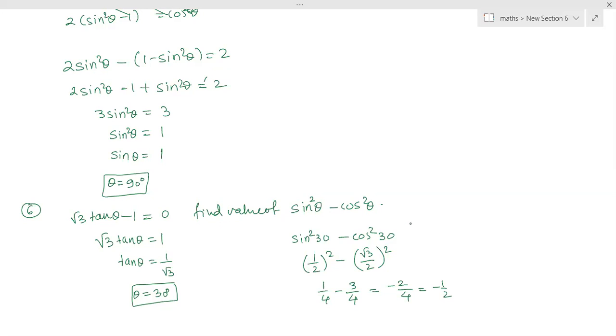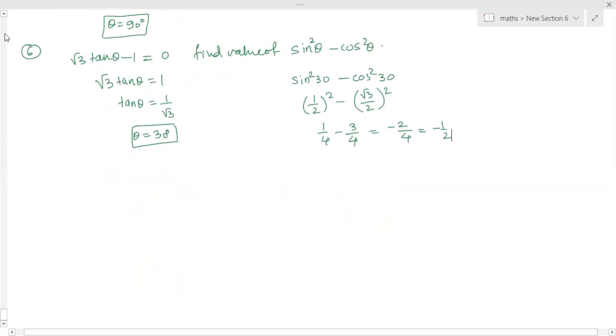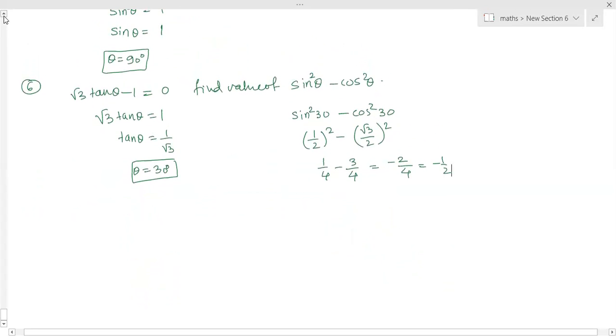Got it? These are all one markers. And these will be asked. First 20 objective questions are there, in that these kind of questions will be there.